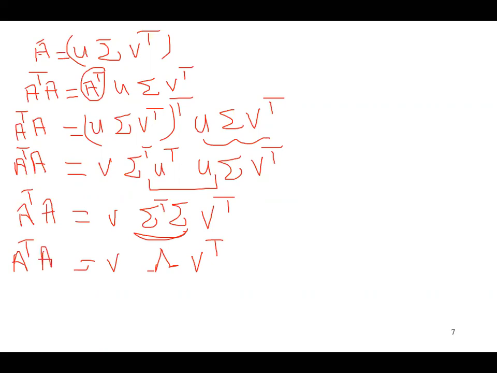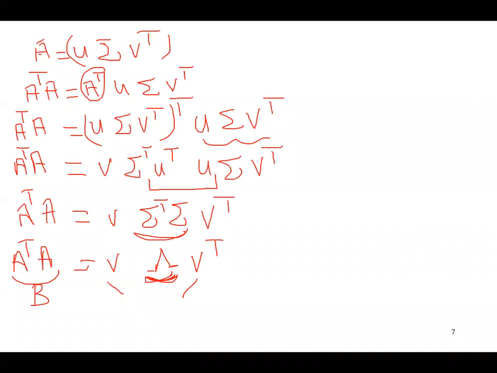Does that remind you of something? This is just the eigenvalue decomposition. And this will be the eigenvalues, and V will be the eigenvectors of a new matrix called B, which is A transpose A, because A transpose A will give me a square matrix. So now V is the eigenvectors of A transpose A.